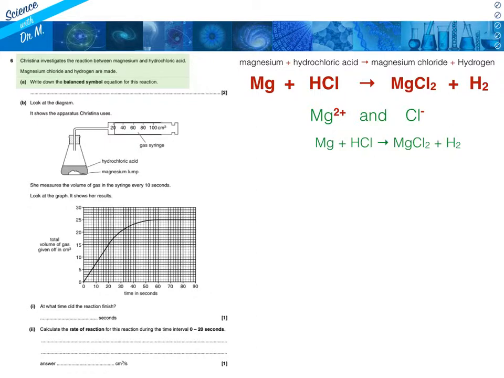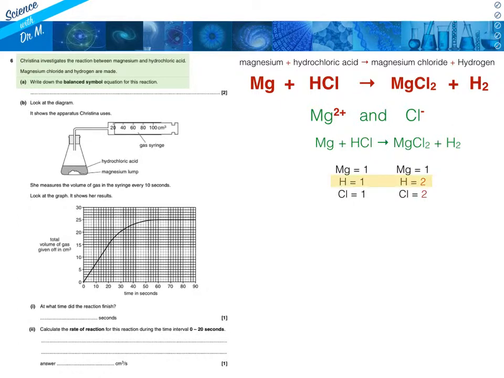Okay, now when we balance equations, we have to look at the number of atoms of each substance on the left of the arrow, and then make sure that it's the same as the number of atoms of each substance on the right of the arrow. So we're just going to do a little tally here to see what we've got. Now on the left, we've got 1 magnesium, 1 hydrogen and 1 chlorine. On the right, we've got 1 magnesium, 2 hydrogens and 2 chlorines.